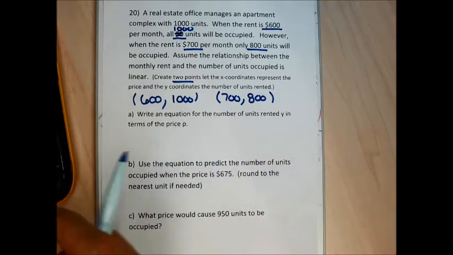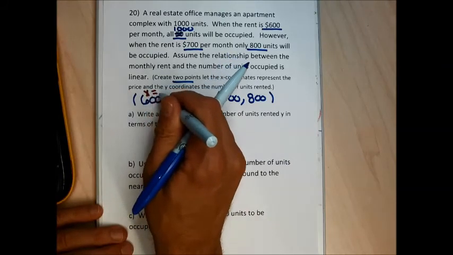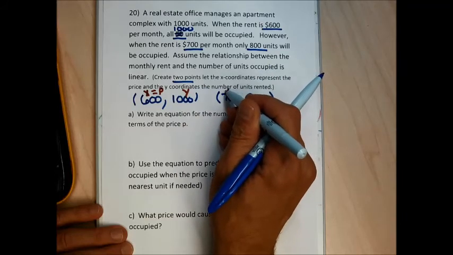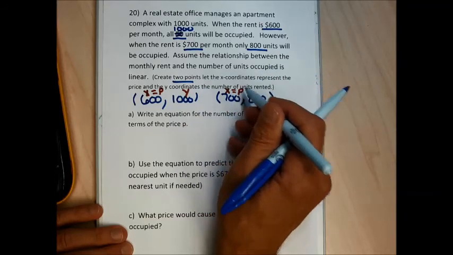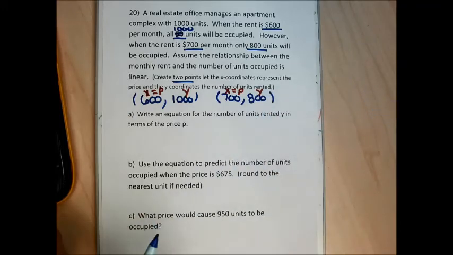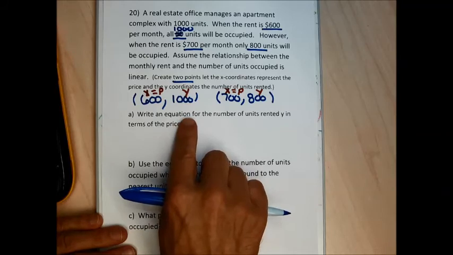So I'm going to change these x's to p's for price. And I'm going to leave this as y's. So eventually I'm going to put a p in for the x, and I'm going to leave the number of units y. This says write an equation. It doesn't say write a function, so I don't need to write a function. I'm just going to leave the xy notation.